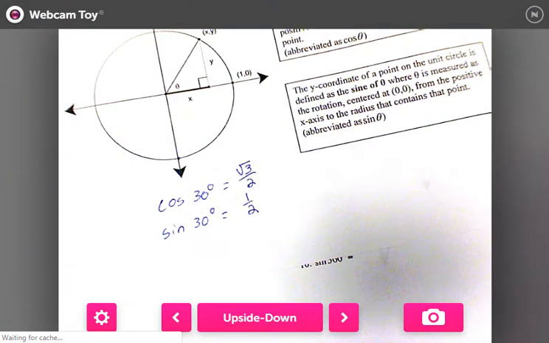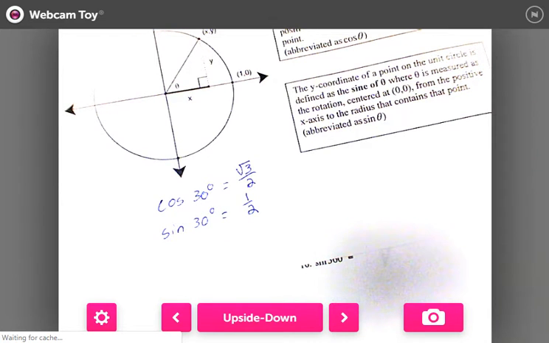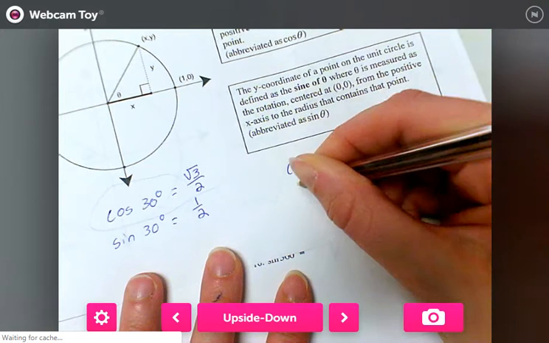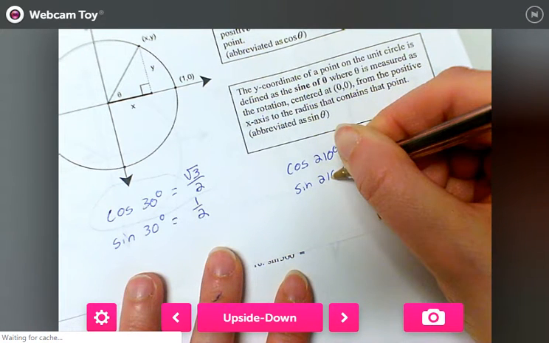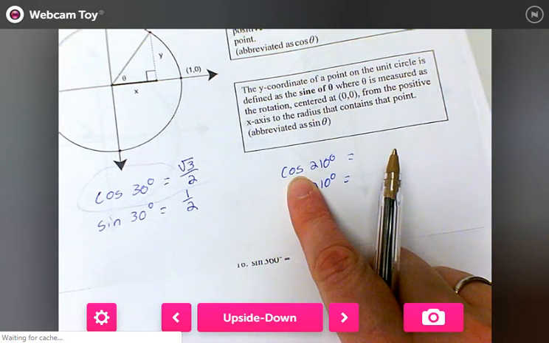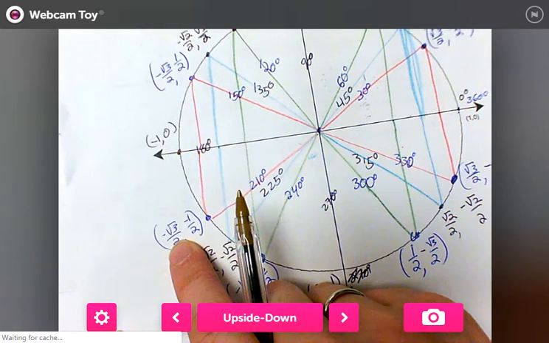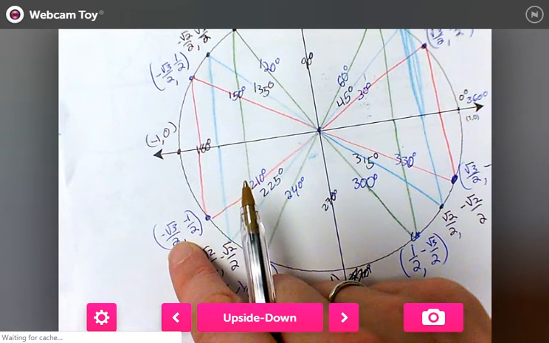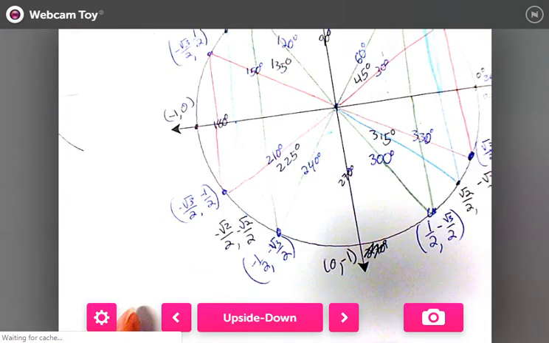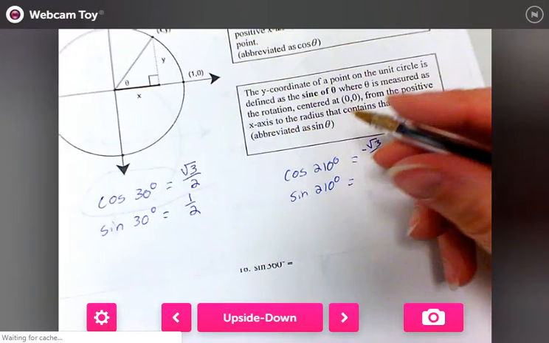All right, let's try another example. Anybody pick an angle, any angle, it has to be on your circle. Yes? 210. 210. So we're going to find the cosine of 210 and the sine of 210. Okay. Cosine is the x or the y? Who remembers? X. Good. So we're going to go to 210. And the x value is negative square root 3 over 2. And the sine, or the y value, is negative 1/2. That's the whole thing, guys.